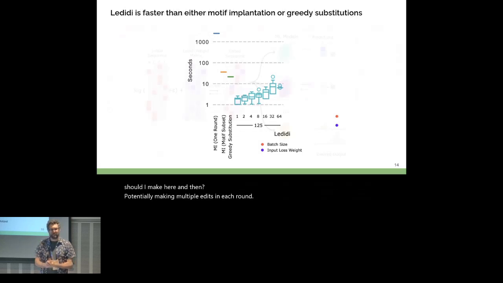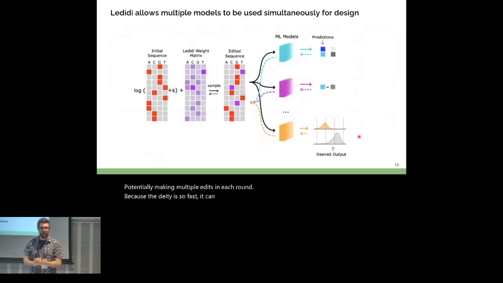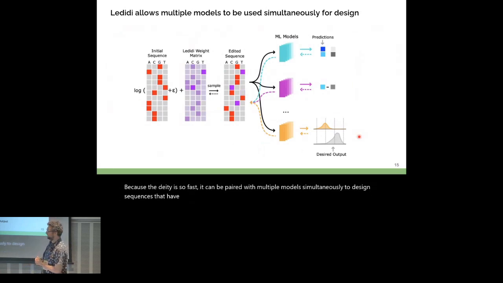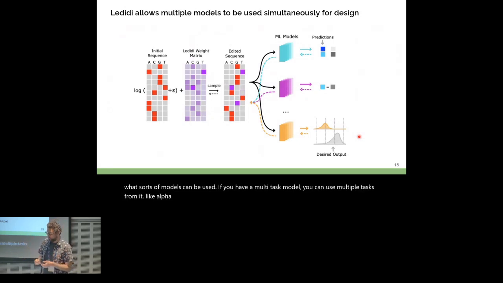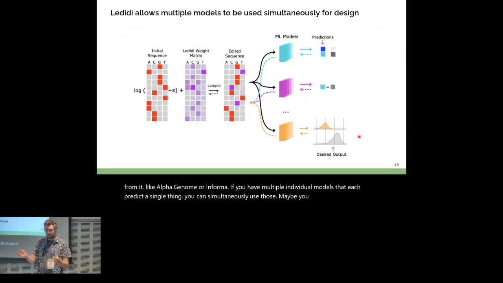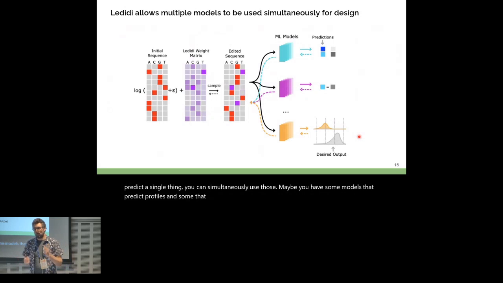Because Ledidi is so fast, it can be paired with multiple models simultaneously to design sequences that have really sophisticated characteristics. There is no real restraint on what sorts of models can be used. If you have a multitask model, you can use multiple tasks from it, like AlphaGenome or Enformer. If you have multiple individual models that each predict a single thing, you can simultaneously use those. Maybe you have some models that predict profiles and some that predict counts. All you need to be able to do is define a desired output from each one of these models.